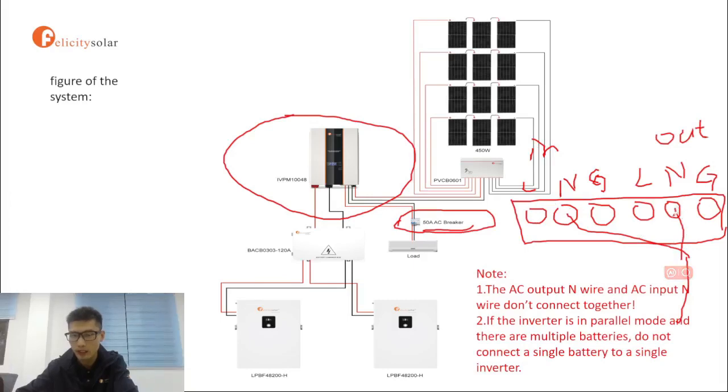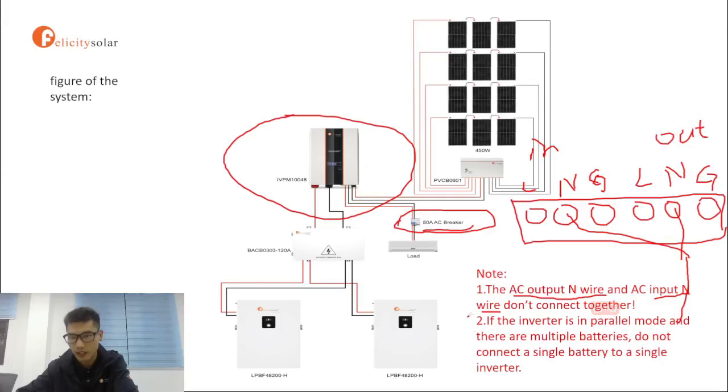If you put the N1 for the AC output to the input, then it will cause damage to the device, and it will show a fault. It is not good for the inverter, and it may break the inverter. So you have to pay attention. Do not mix them. The input N wire and the output N wire, don't mix them.